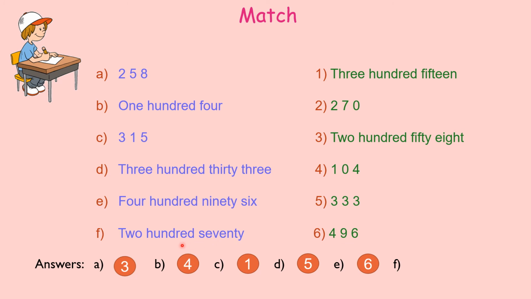Coming to the last one, 270. 200, 2 in the hundreds place. Here I have 200 and 70. 270. So 2 comes against F. Answer for F. So this is how we do matching. Hope you understood this.